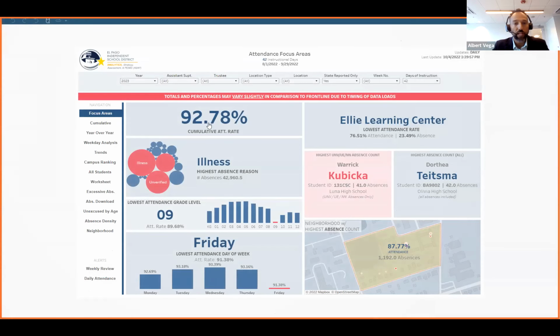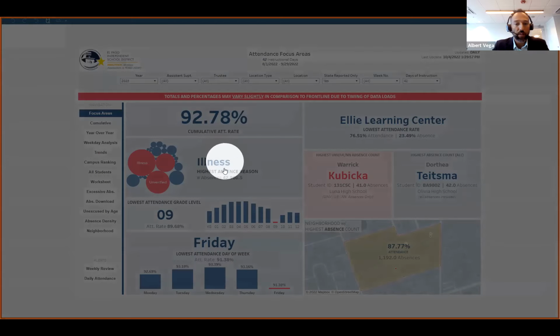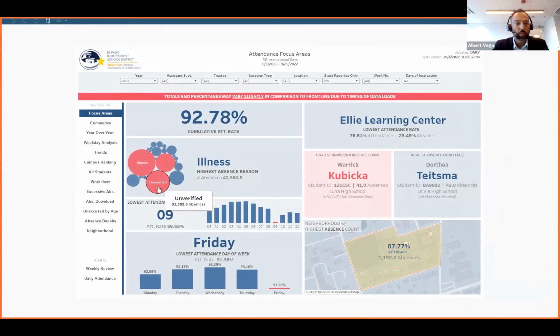Our cumulative rate of 92.78 is from the very first day of school to today. Immediately you see your highest absence reason, which is illness, followed by unverified. We can identify the grade with the lowest attendance rate. You can see ninth grade is highlighted in red here. We also have identified the day of the week with the lowest attendance rate.